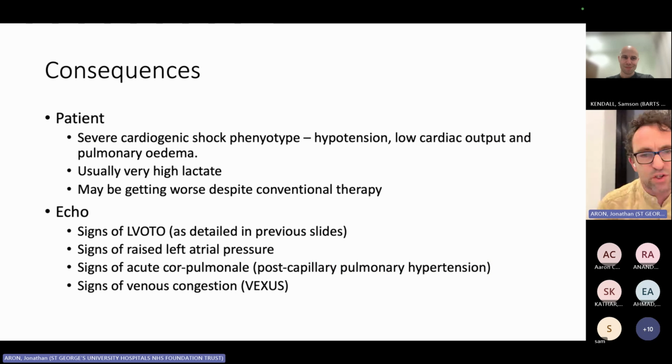Just again, to remind you of the consequences of this situation, the patient has a cardiogenic shock phenotype and usually has a really high lactate. The patient may be getting worse, not better, despite starting your conventional therapy, which we talked about, inotropy and reduction in preload. The echo shows signs of left ventricular outflow tract obstruction, could show signs of raised left atrial pressure, could show signs of acute cor pulmonale and venous congestion. So you can get the whole shebang.